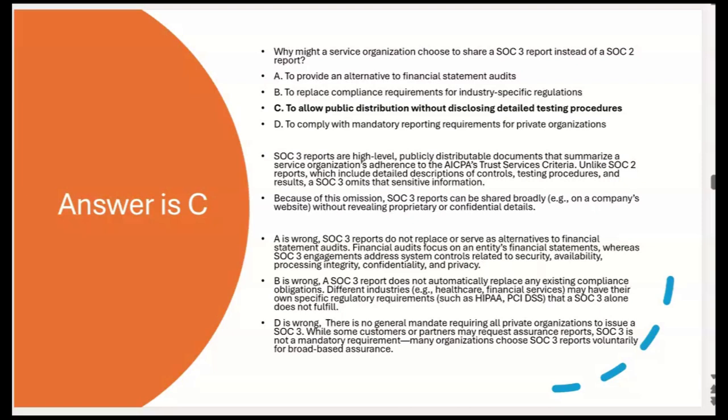SOC 3 reports are high-level, publicly distributable documents that summarize a service organization's adherence to the AICPA's trust services criteria. Unlike SOC 2 reports, which include detailed descriptions of controls, testing procedures, and results, a SOC 3 omits that sensitive information. Because of this deliberate omission, SOC 3 reports can be shared broadly, publicly, like on a company's website, without revealing proprietary or confidential details.